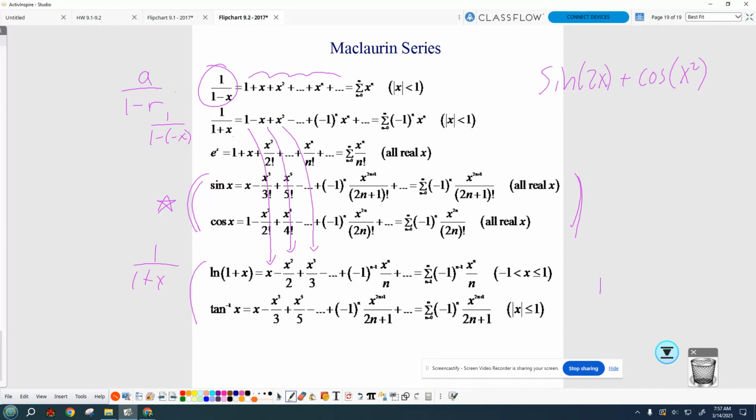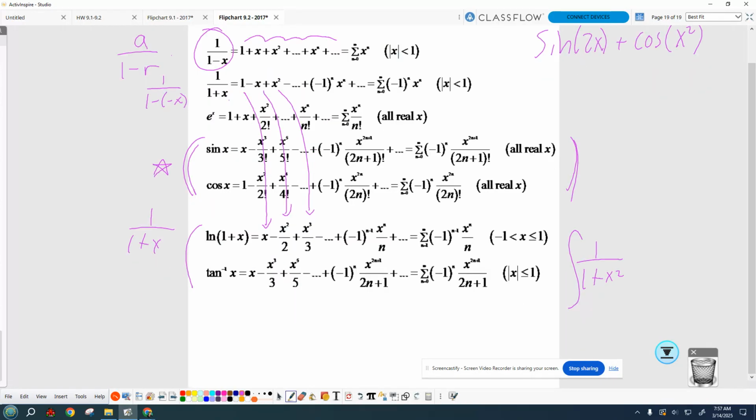And tan inverse would be the integral of 1 plus 1 over 1 plus x squared. So we can generate that series and go from there. Do you know what I mean? Should I show it? Yeah. So you can generate the series on that and then just integrate each part of it.